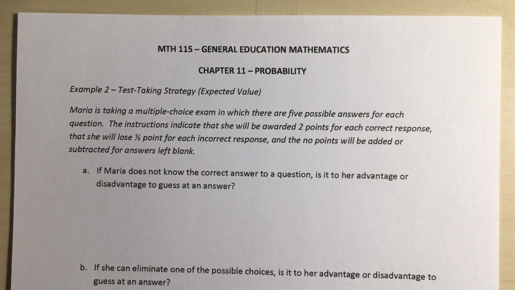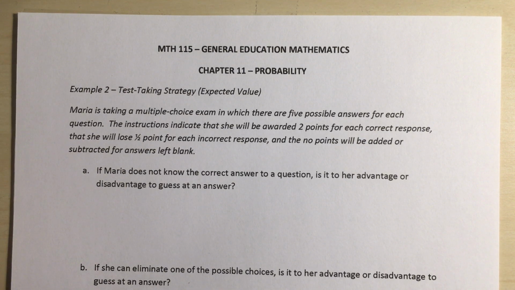Right, so in the next example, we're going to do another expected value problem. This time we're going to look at a couple of different scenarios. Maria is taking a multiple choice exam in which there are 5 possible answers for each question. The instructions indicate that she will be awarded 2 points for each correct response and that she will lose half a point for each incorrect response. No points will be added or subtracted for answers left blank.